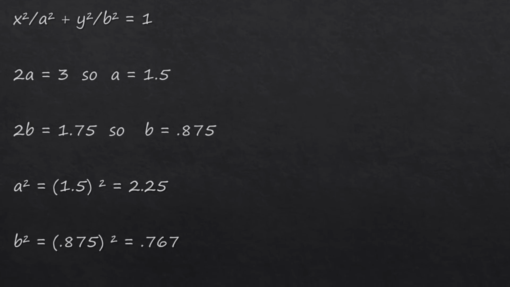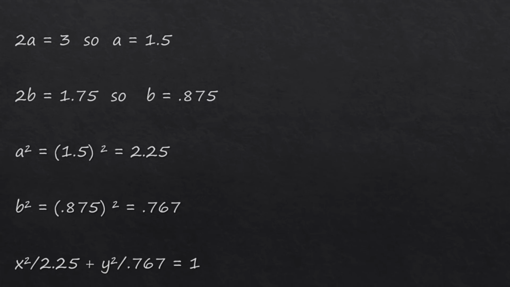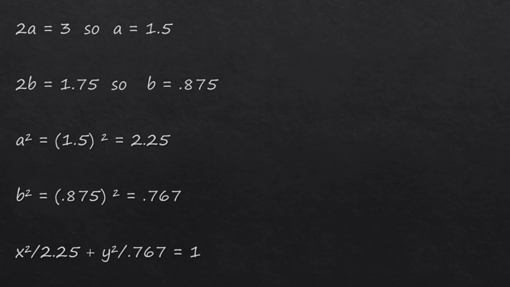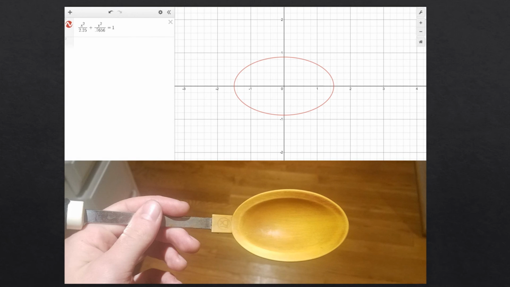So our final equation of the inner ellipse of the spoon, centered at the origin, is x squared divided by 2.25 plus y squared divided by 0.767 equals 1. And as seen here, the equation does match the shape of the spoon.